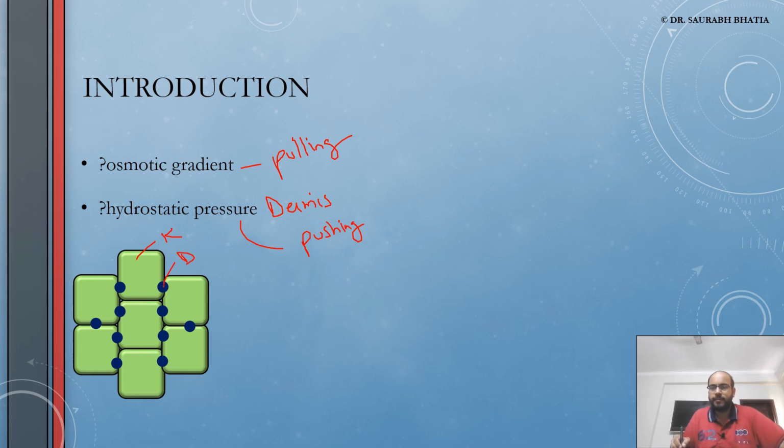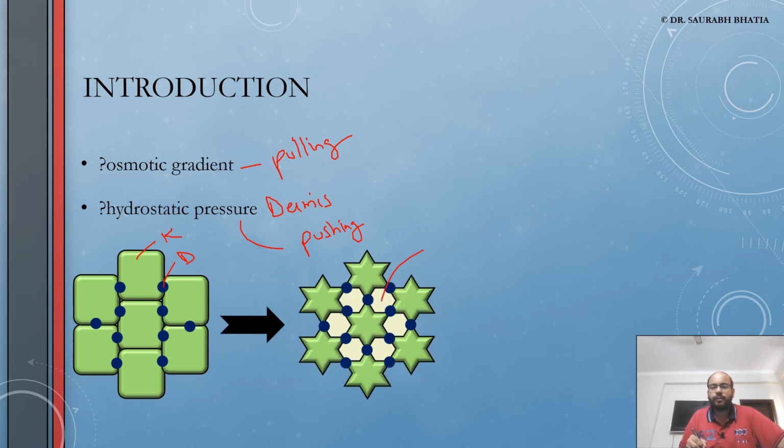So none of these theories are sacrosanct. They are not lines in stone. Both of these factors are at play in any given spongiotic disorder. Let's understand what we mean by spongiosis.